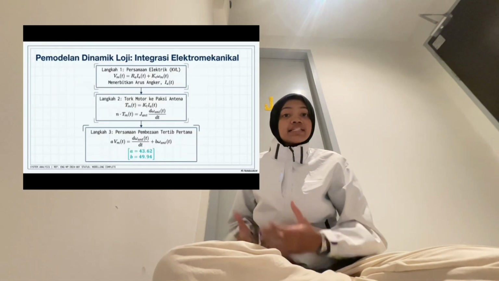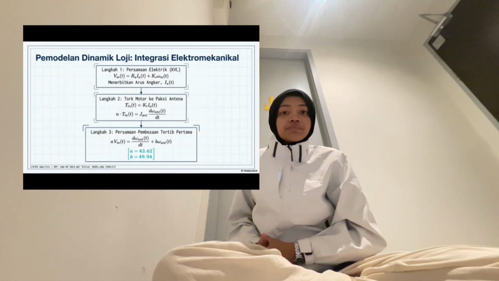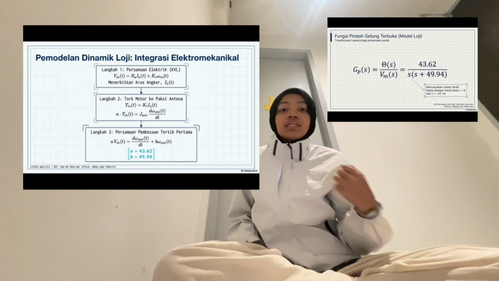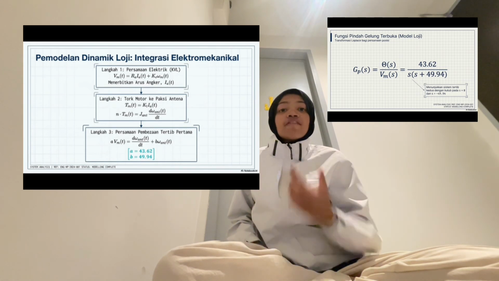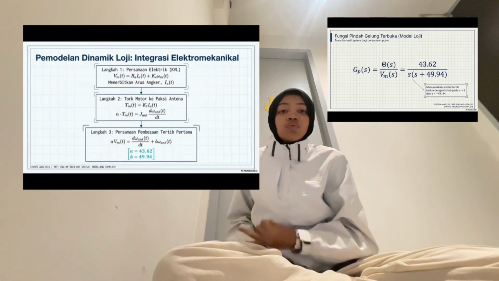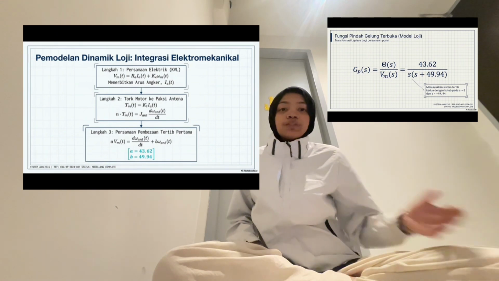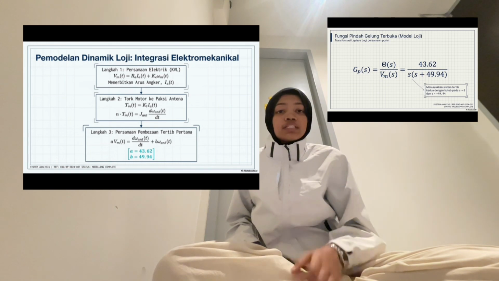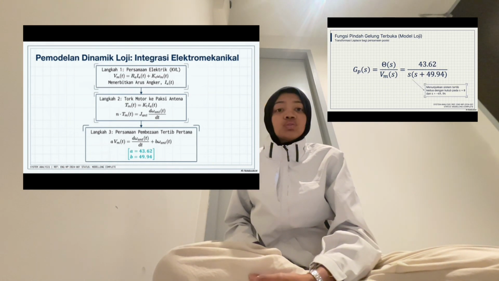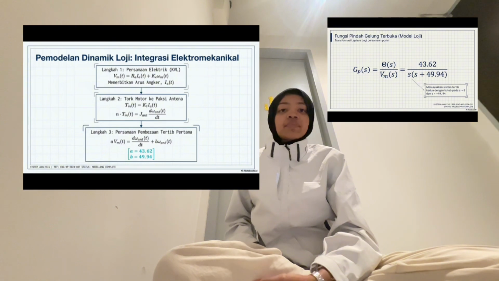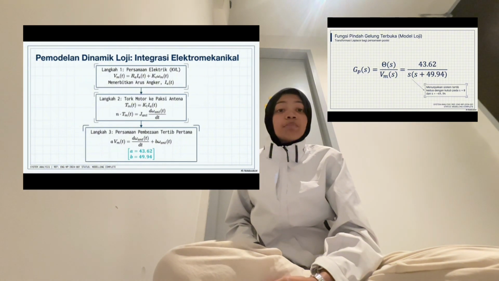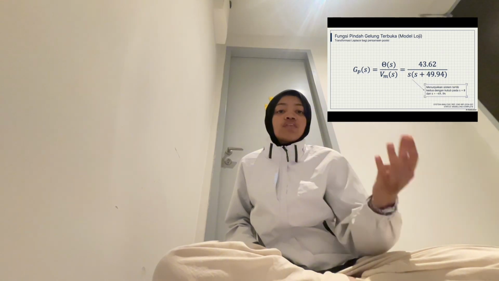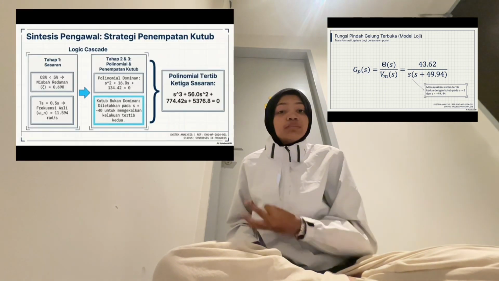So, the next slide is analytical derivation. Using the parameters obtained earlier, we derive the mathematical model of the DC motor. First, we apply Kirchhoff's voltage law, or KVL, to describe the electrical behavior of the motor. Then we use Newton's second law for rotational motion to model mechanical dynamics. After combining both equations, we apply the Laplace transform to convert the differential equation into an algebraic equation.